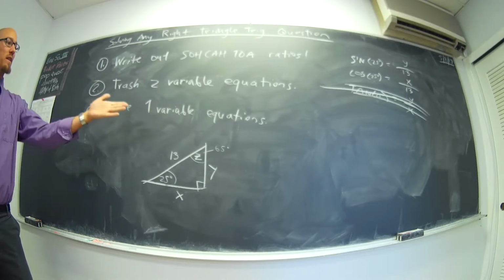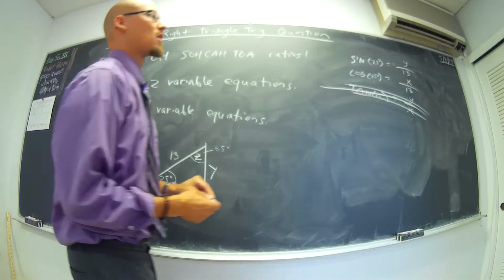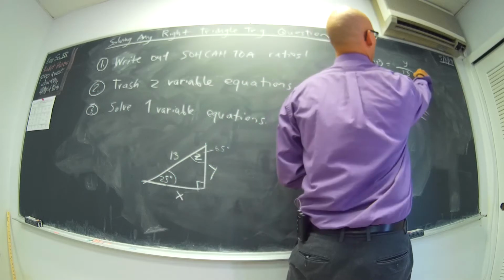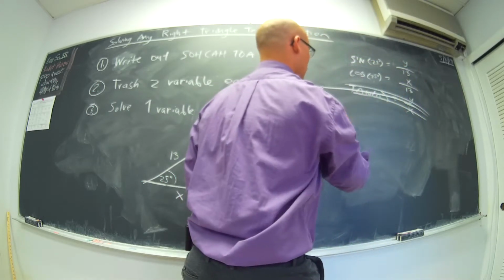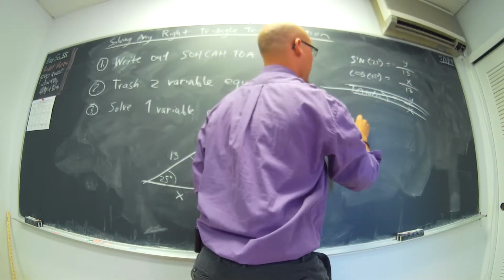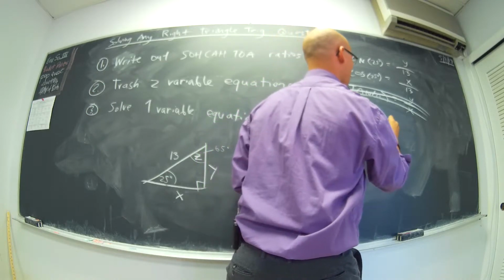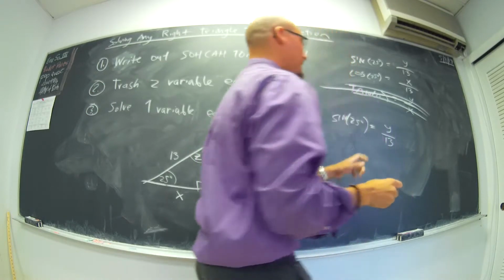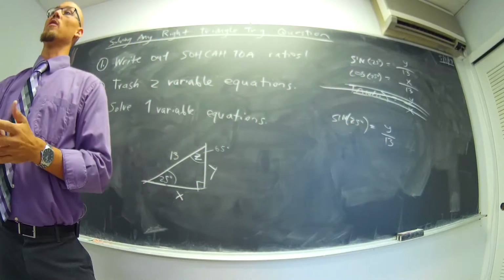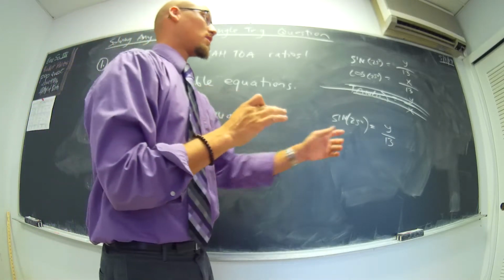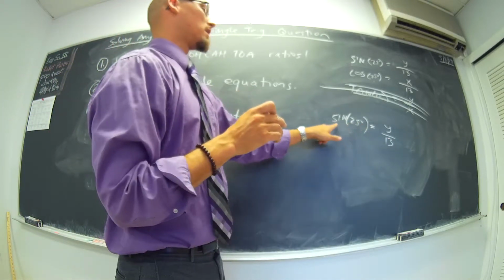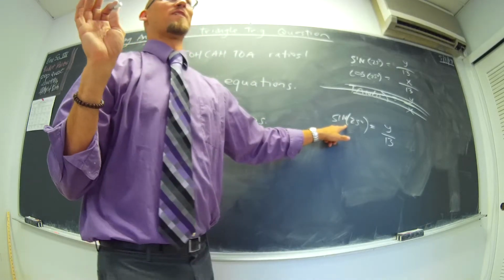And now we need to solve the one variable equations. So, let me take this one over here. Sine of 25 degrees equals y over 13. Now, you're just going to do algebra. Y'all know algebra. Don't act like you don't know algebra just because there's a sine function and you get scared.